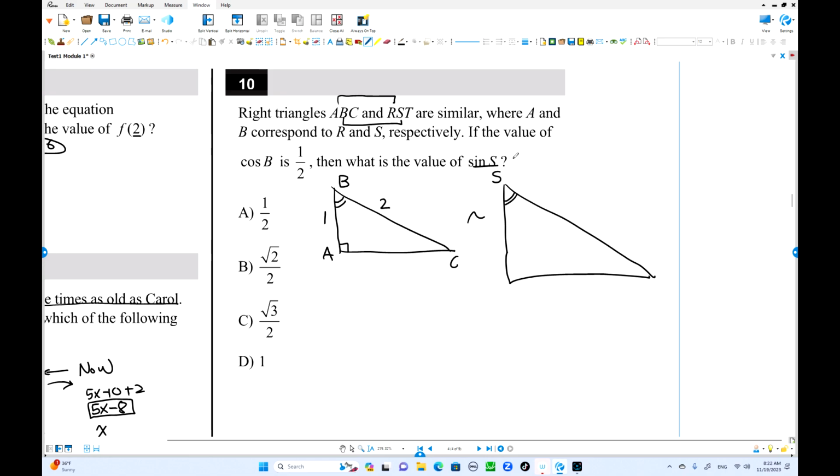So sine S is exactly equal to what? Sine B. Same angles. You can find the value of sine B on this figure. Sine B is opposite over hypotenuse. Opposite is square root 3, so sine B is square root 3 over 2 is the answer. Choice D is the answer.